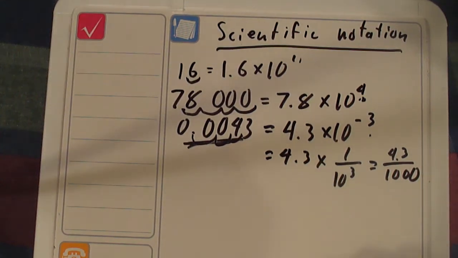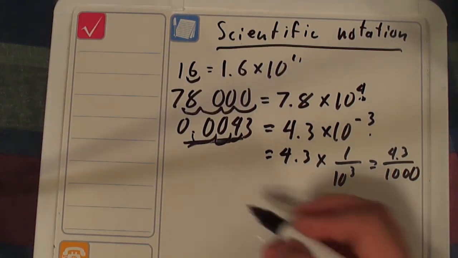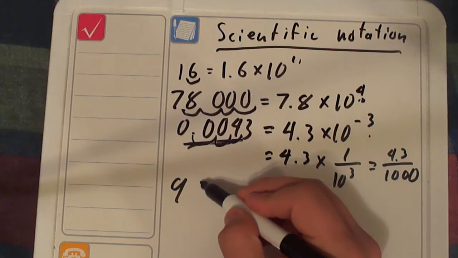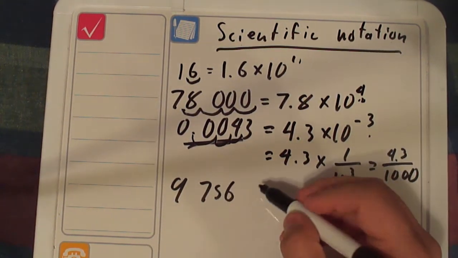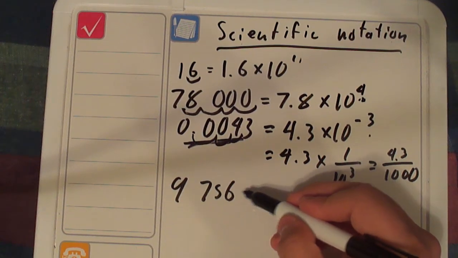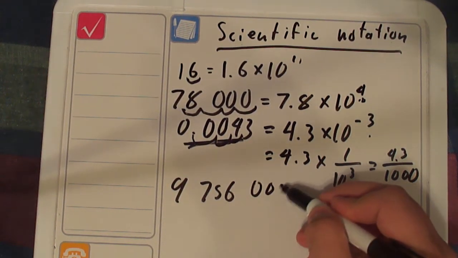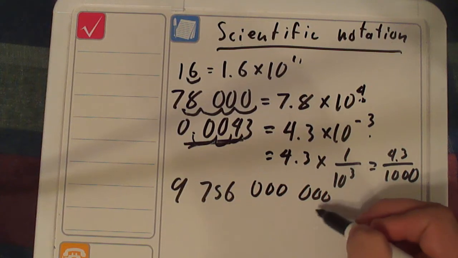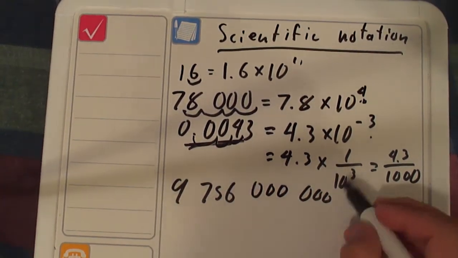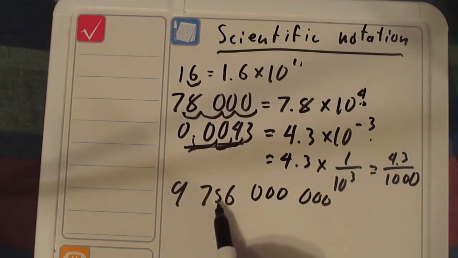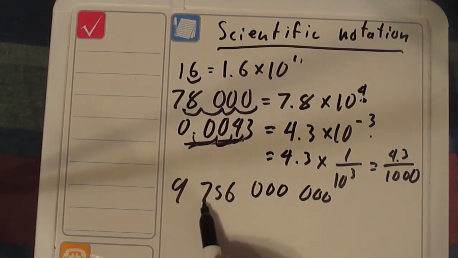It's nice. It's simple. Imagine if you had 9,756,000,000. We'll just go with that, just because I don't really want to come up with any more numbers. Then you can go, okay, so I can't put it here because then I would have a 97.56.